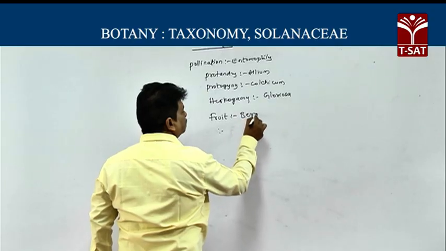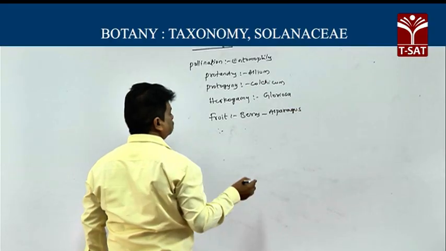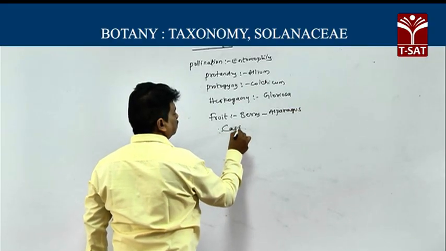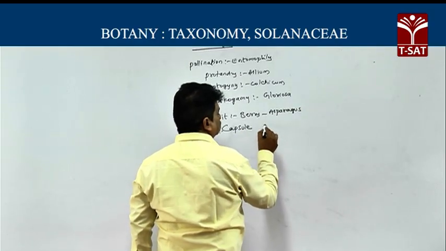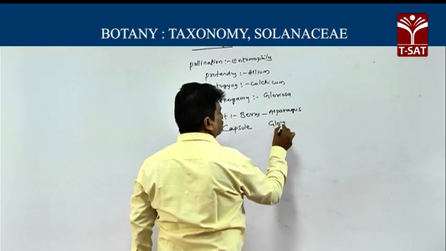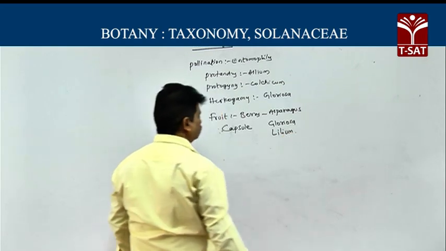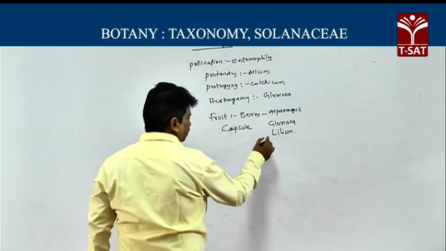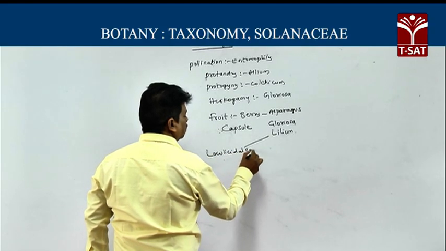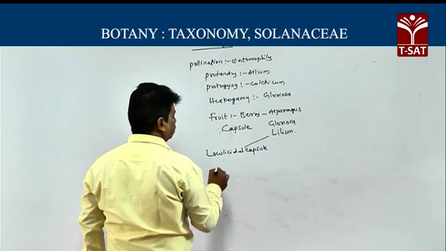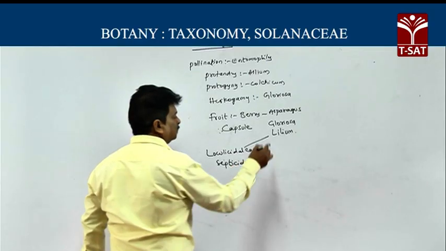Then fruit. Fruit is berry generally. Berry fruit, asparagus. But in some plants, fruit is capsule. Capsule fruit, gloriosa and lilium, capsule fruit. Detail, loculicidal capsule. Loculicidal capsule in lilium, septicidal capsule in gloriosa.